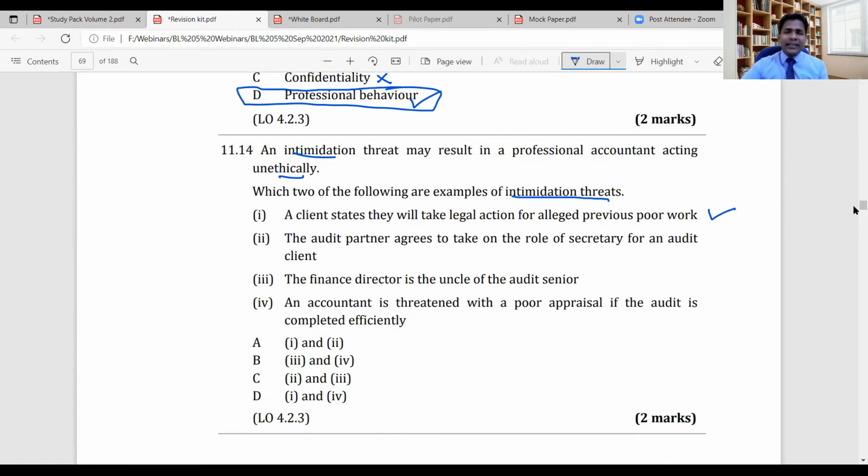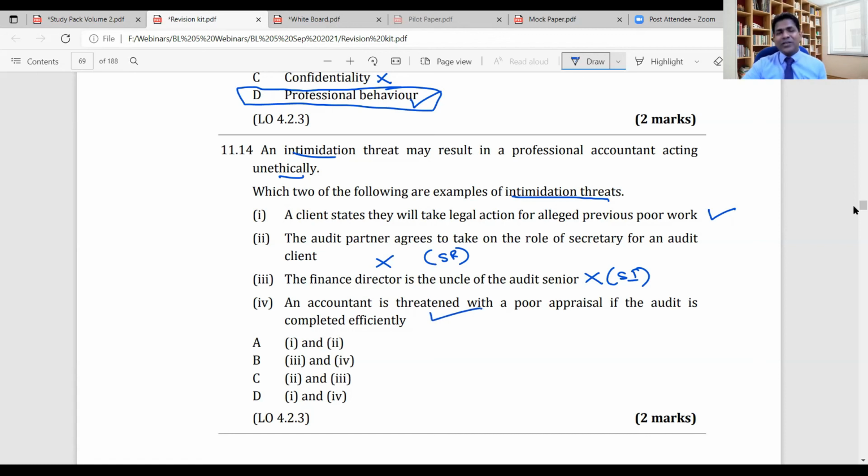The audit partner agrees to take on the role of secretary for an audit client. It is not intimidation. It will sometimes come with self-review, because you are reviewing work done by you. The finance director is the uncle of the audit senior. No, because this is self-interest or familiarity. An accountant is threatened with a poor appraisal if the audit is completed efficiently.